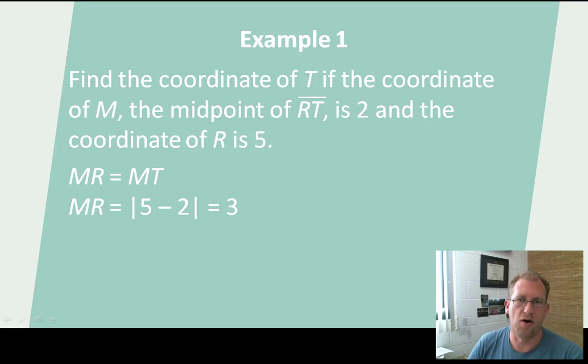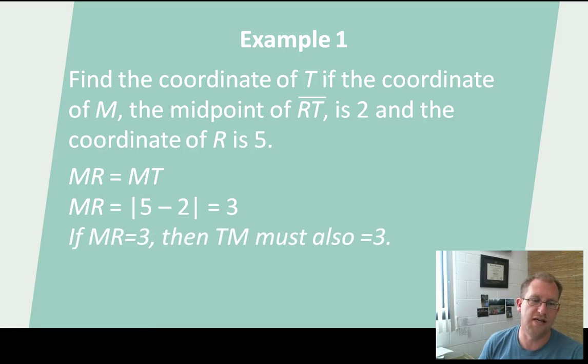And so if MR is 5 minus 2, absolute values, because I don't care about the sign at this point, I just want the magnitude of the difference. The distance there is 3. So I know that if MR is 3, then TM or MT must also be 3. And so I've got 3 on one side of the midpoint. I need to have 3 on the other side of the midpoint, right?